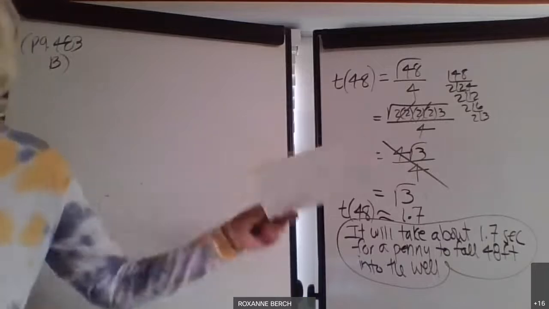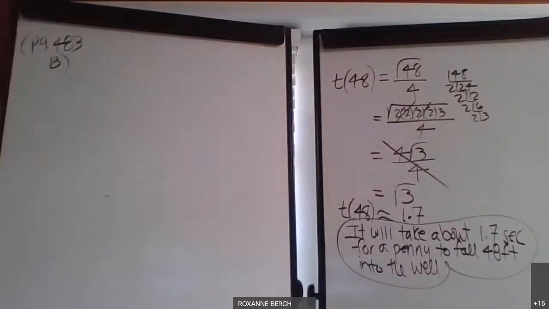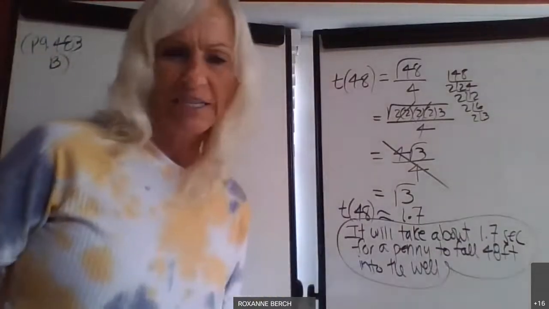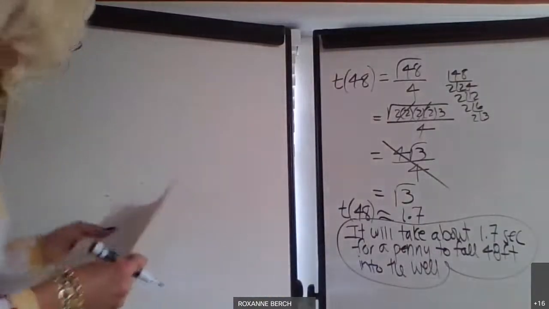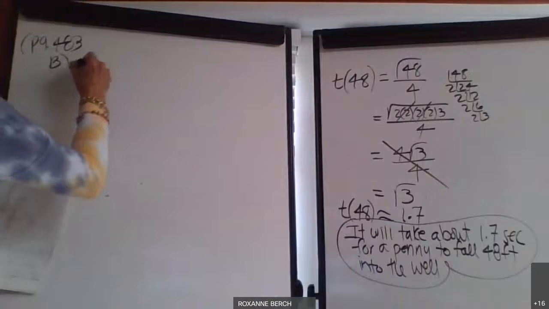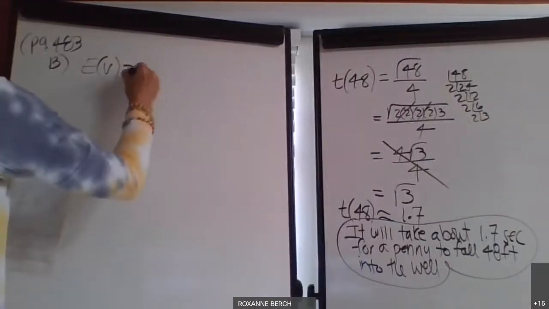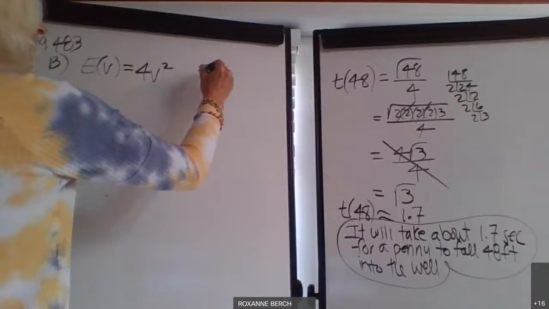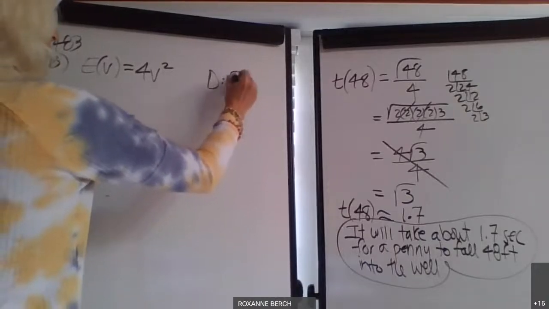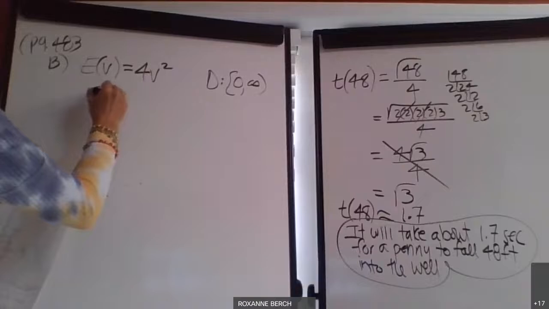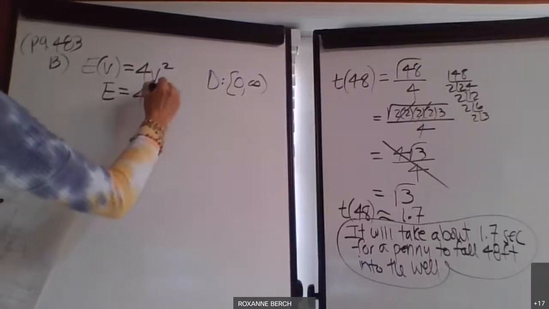So don't get caught up with all the reading. They want us to write an inverse function, and they actually ask us to graph it, which I forgot to do. So we have E of v is equal to 4v squared. And since it's quadratic, we're going to restrict the domain from 0 to infinity. So this is really E is equal to 4v squared.